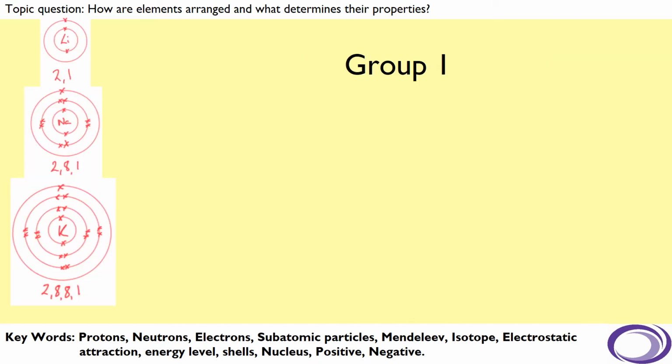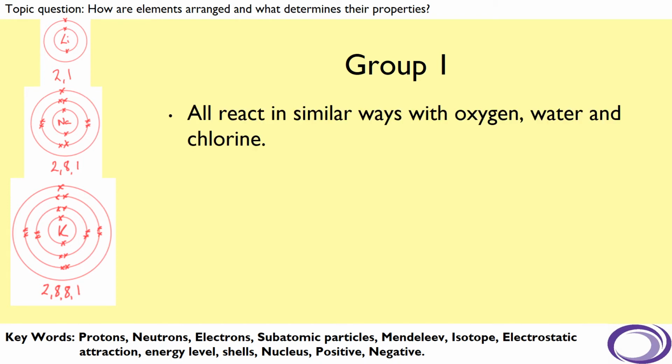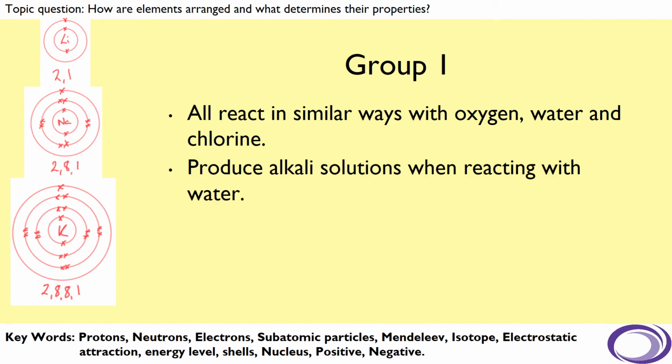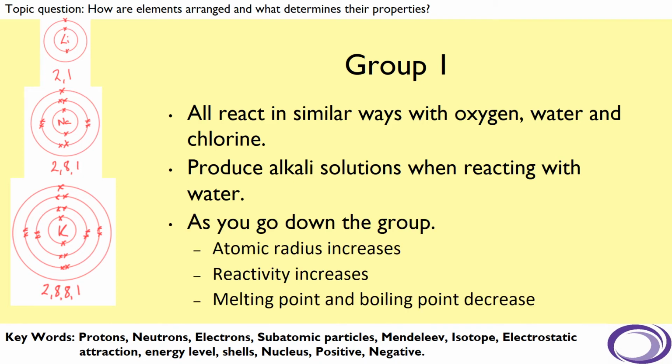Now I've drawn the first 3 elements of group 1, lithium, sodium and potassium, and as you can see, they all have 1 electron in their outer shell. And because of that, they will all react in similar ways with oxygen, water and chlorine. When they react with water, they produce alkali solutions. And as you go down the group, the atomic radius increases, the reactivity of these metals increases, but the melting and boiling points of these metals decrease.